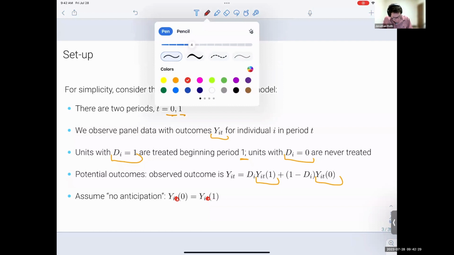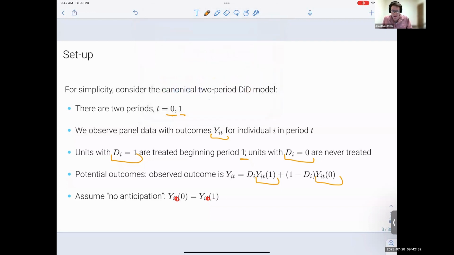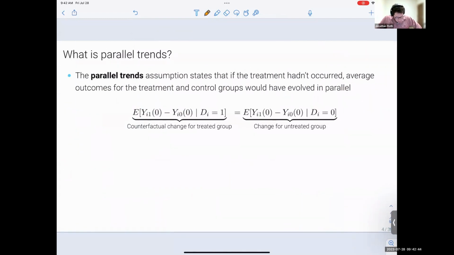So that's the canonical difference in differences setup that'll at least give us enough notation to talk about what is the meaning of the parallel trends assumption, at least in the simplest case. So what does the parallel trends assumption say? Intuitively, it says that if the treatment hadn't occurred, the average outcomes for the treatment and the control group would have evolved in parallel. So in the notation that I just told you, that says that the expected change in Y(0), the untreated potential outcome, between period 1 and period 0, is the same for the treated group as it is for the control group.